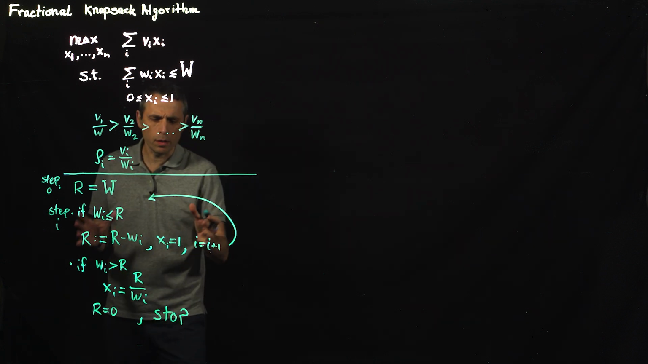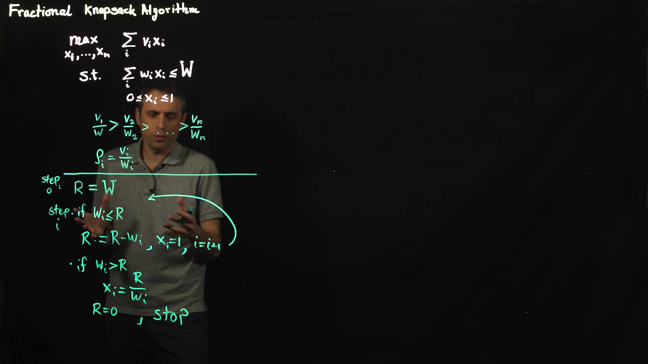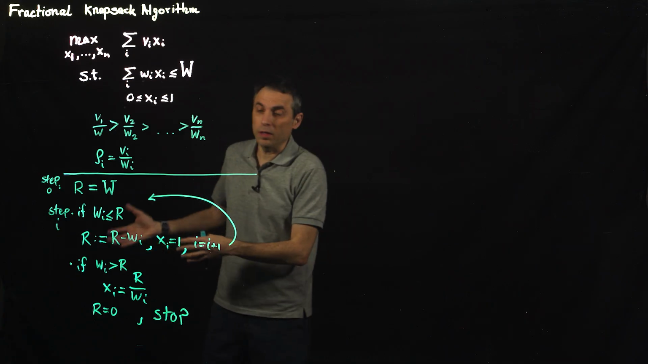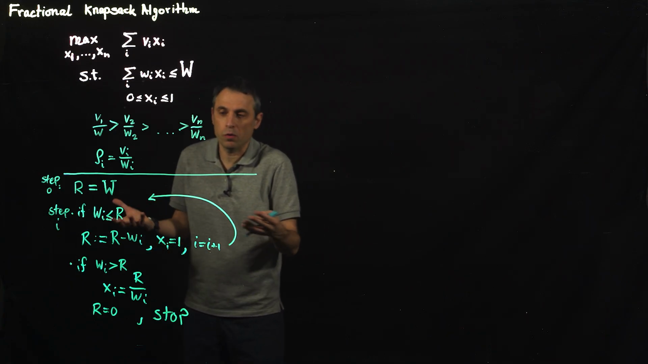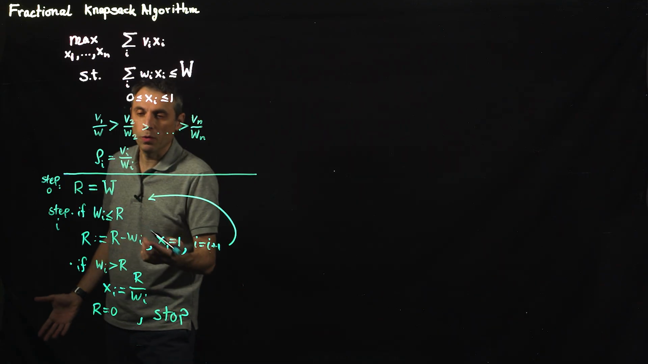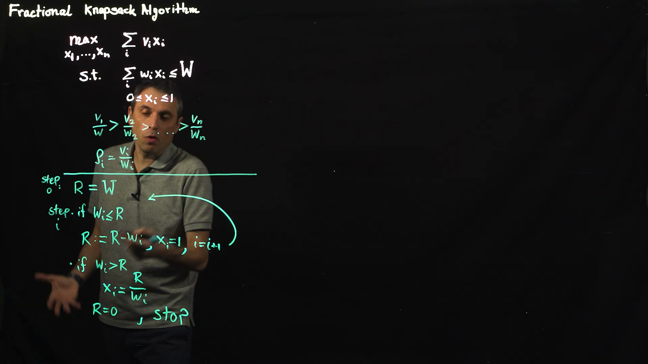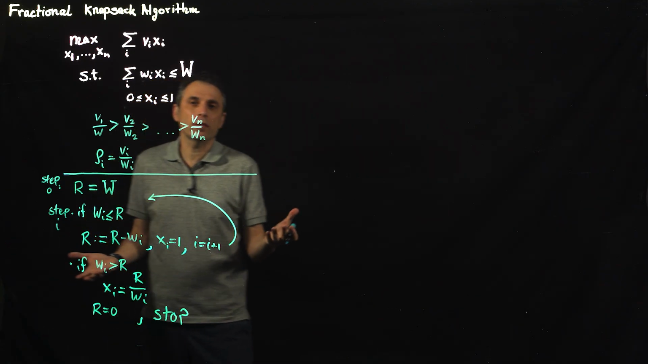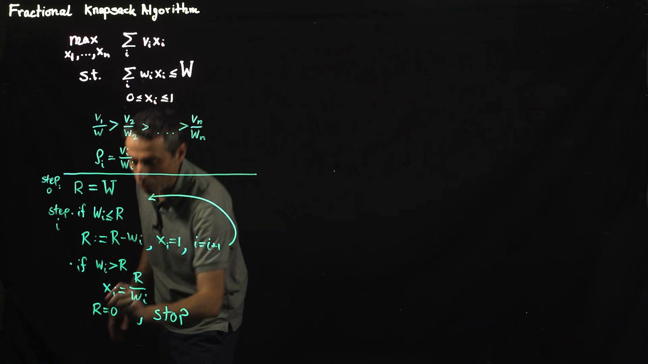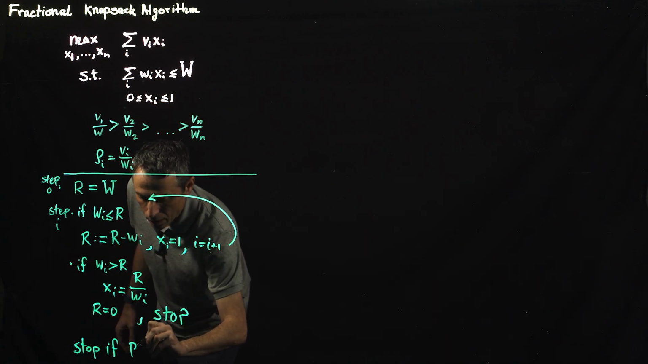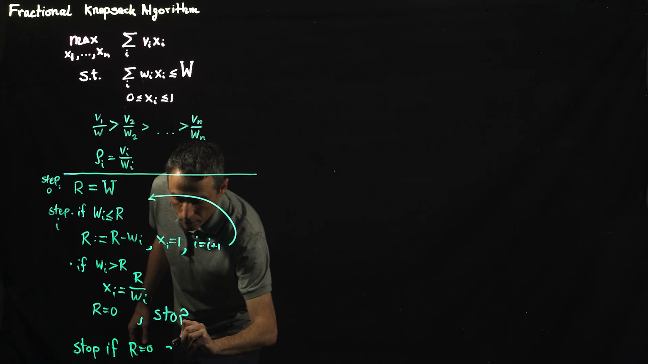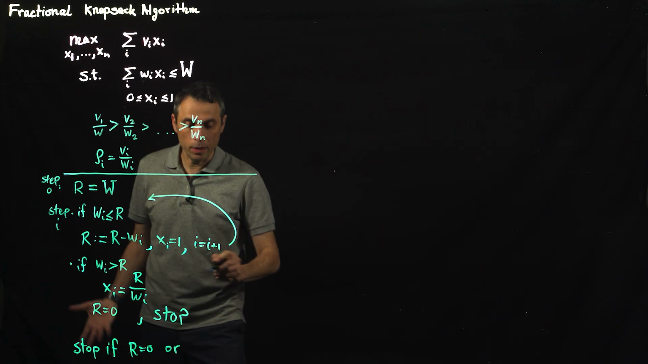Anyway, it has to be written that if we could put everything in the backpack and it's still not full, we stop when either R is equal to 0 or i equals n, with no more items to choose from. So stop if R is equal to 0 or i equals n.